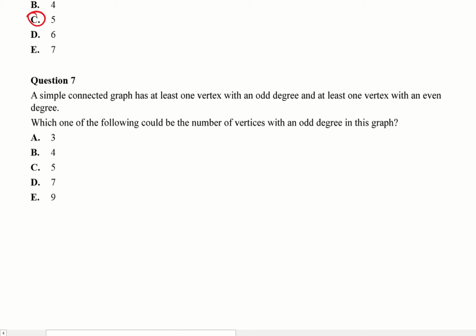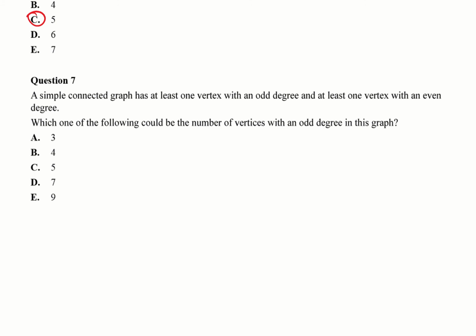A simple connected graph has at least one vertex with an odd degree and at least one vertex with an even degree. Which one of the following could be the number of vertices with an odd degree in this graph? This is one of those questions where, when I first tried it, I just couldn't grasp what the question was asking. It's not hard. It's just for whatever reason I couldn't get it.